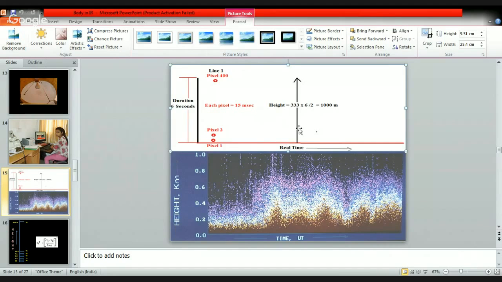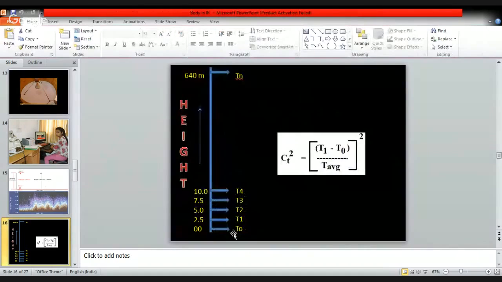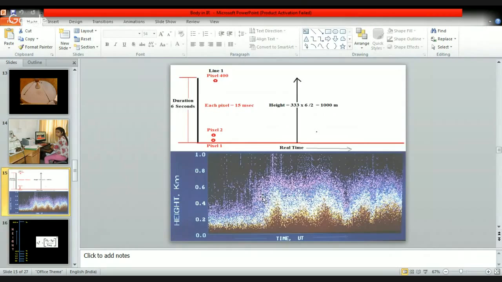Now let us look at this particular part. We transmit the signal, it goes up for 3 seconds, and the scattered energy comes back in another 3 seconds. So it takes 6 seconds for my pulse to go from the surface up to a height of 1 kilometer and for the scattered energy to come back. Now what do we really see in terms of this picture? This picture is very beautiful, it is able to convey. But what exactly do we see?